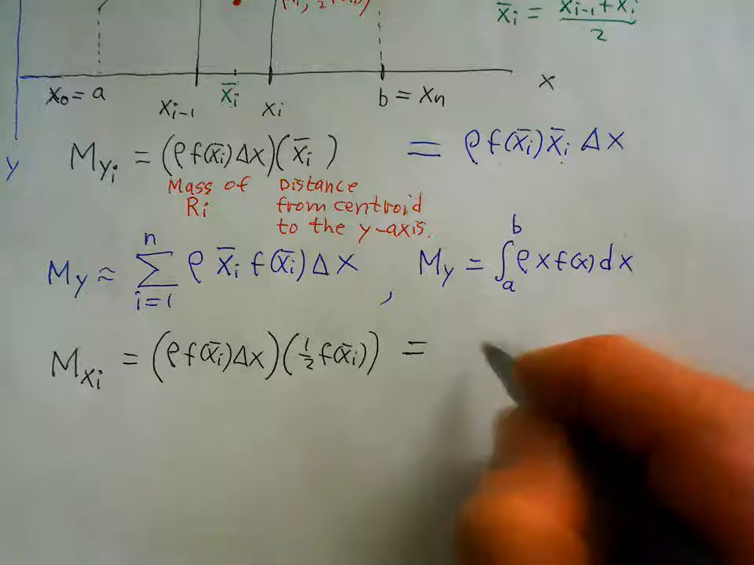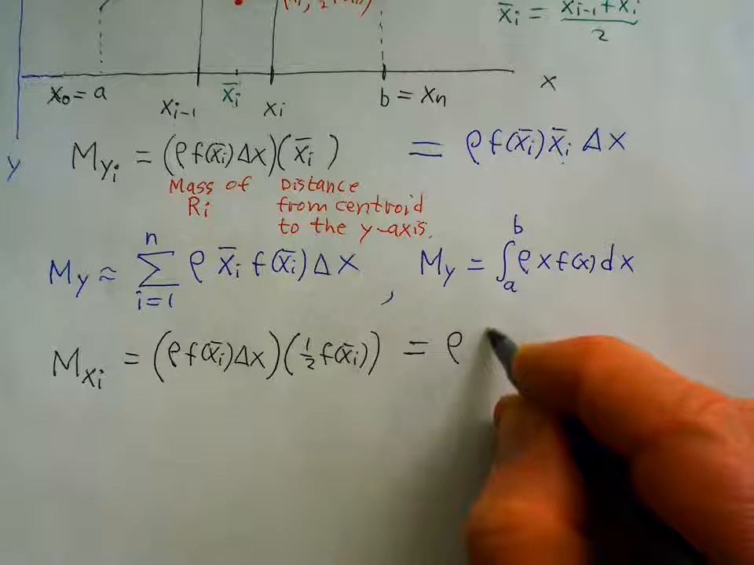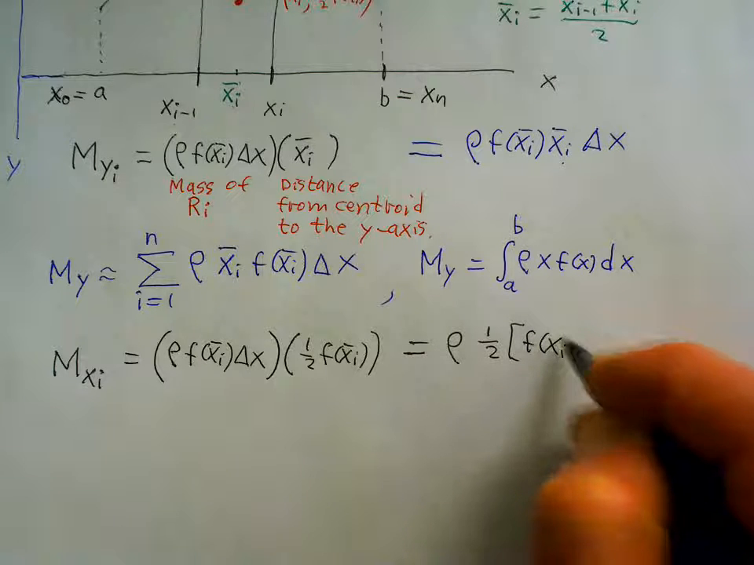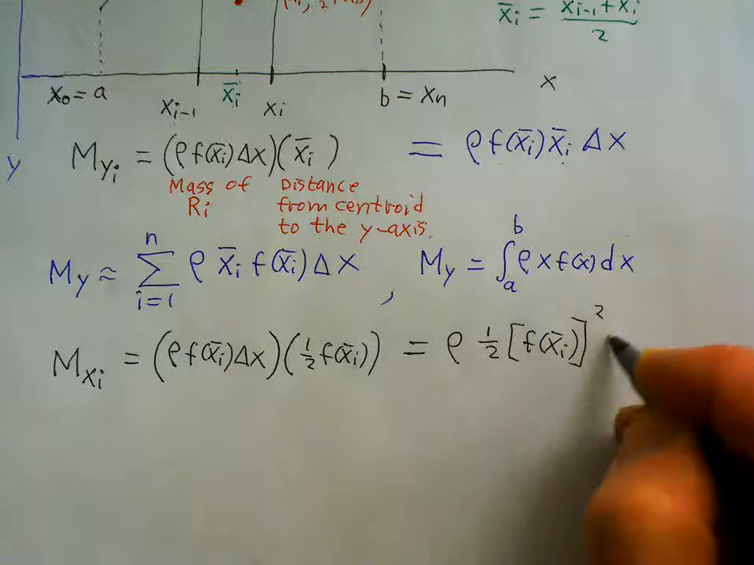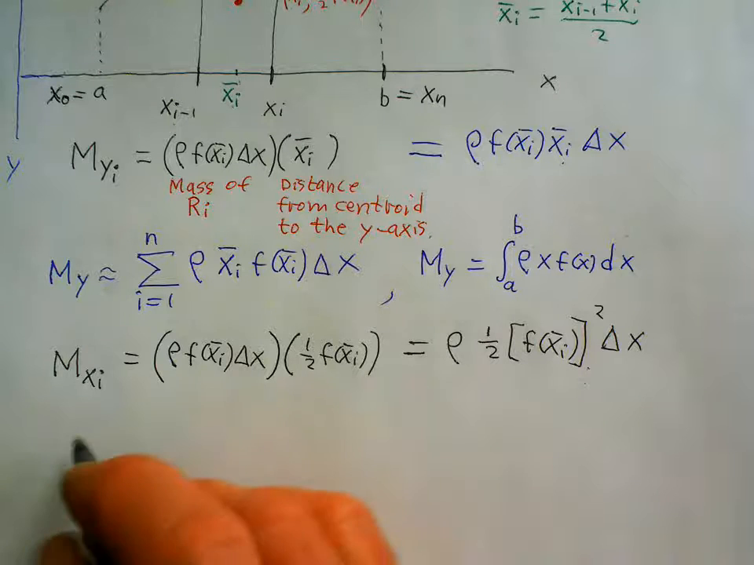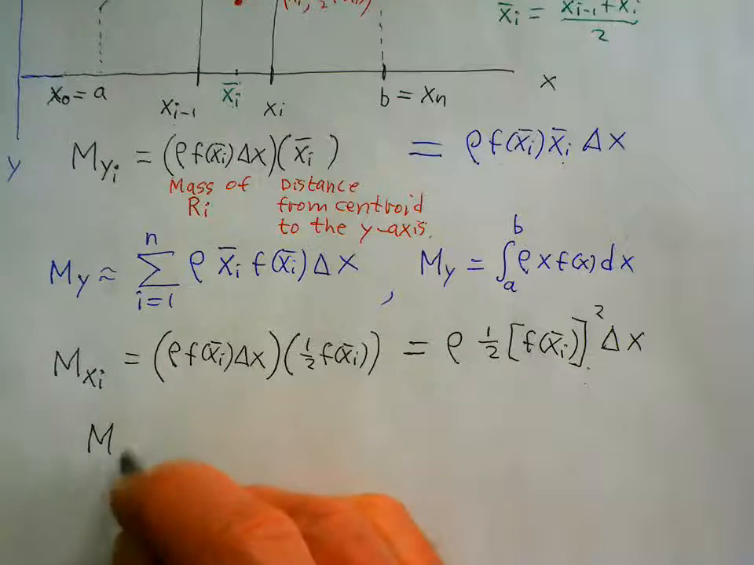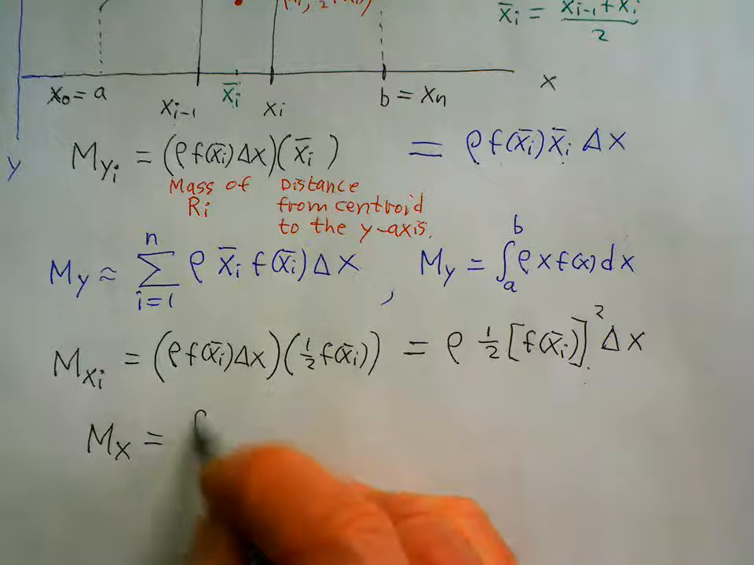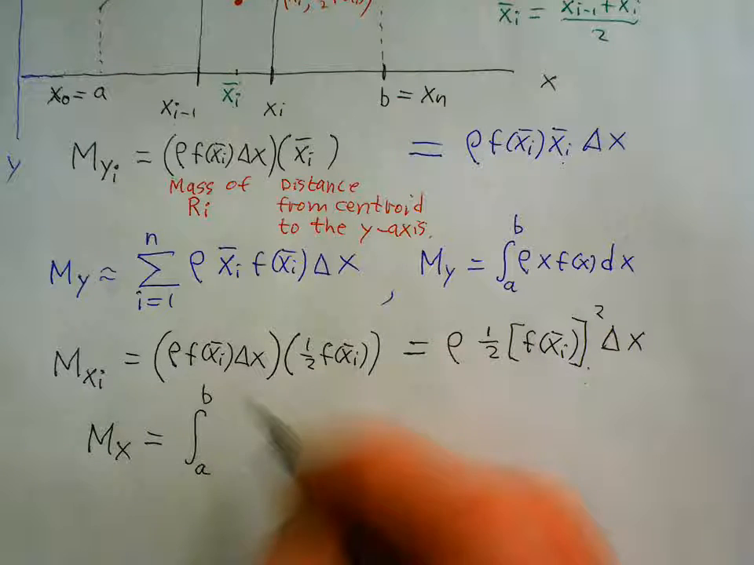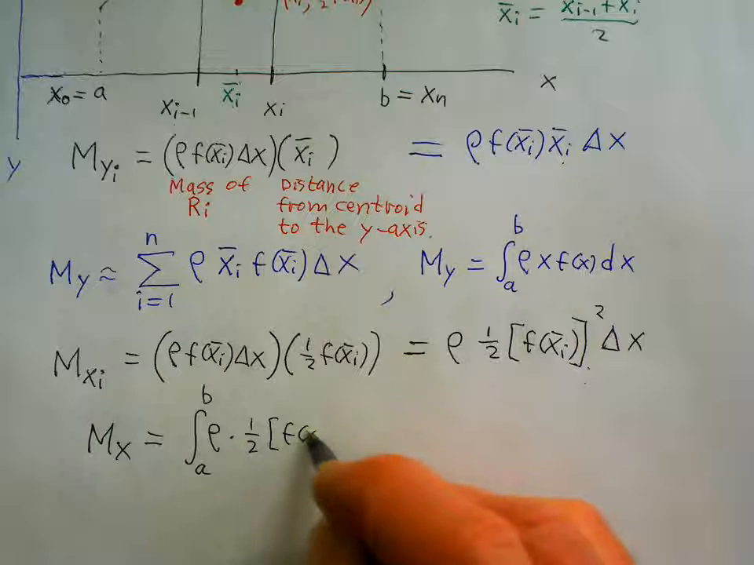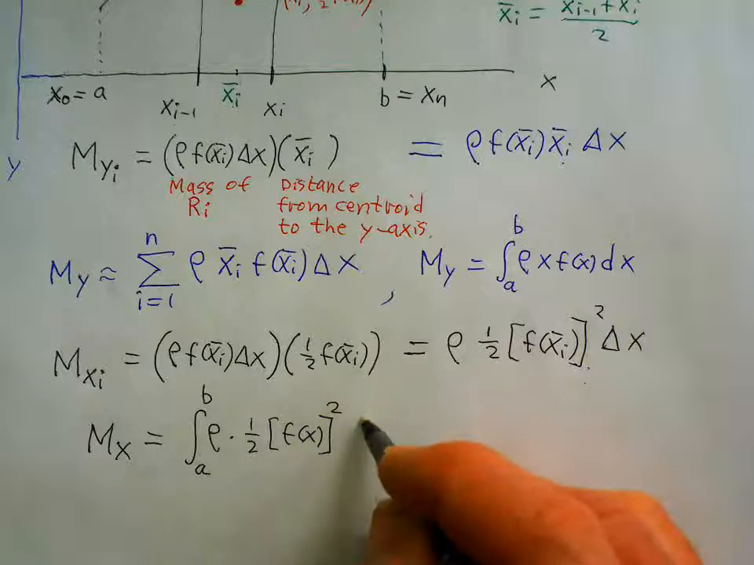And so if we rearrange this, we get rho times 1/2 times the square of f of x sub I bar, delta x. We do that for each of the n rectangles and then take the limit. We get the moment about the x-axis equal to the definite integral from a to b of rho times 1/2 times f of x squared dx.